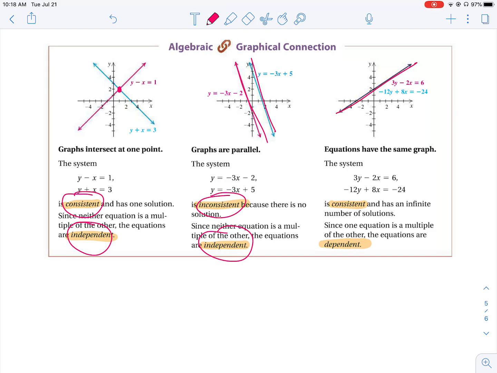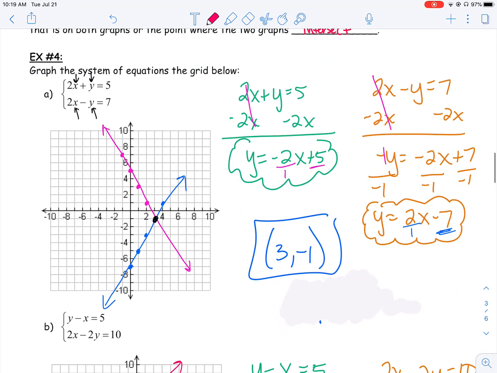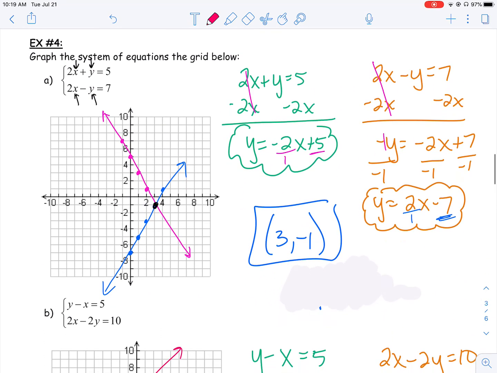If I have a line that happens to be the same exact line twice, then we say it's consistent and dependent. So if it has a solution, it is consistent. If it has one solution, it's independent. If it has lots of solutions, it's dependent. If it has no solution, it's inconsistent and independent. So can you go back up to example 4, A, B, and C, and can you go back through and label each of these with those vocabulary words?